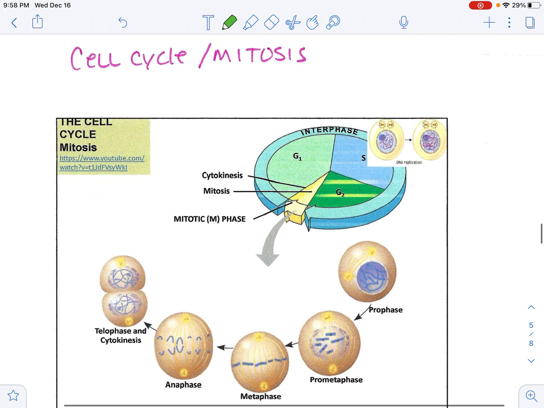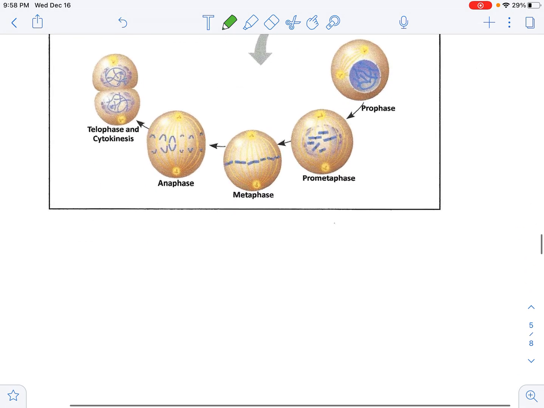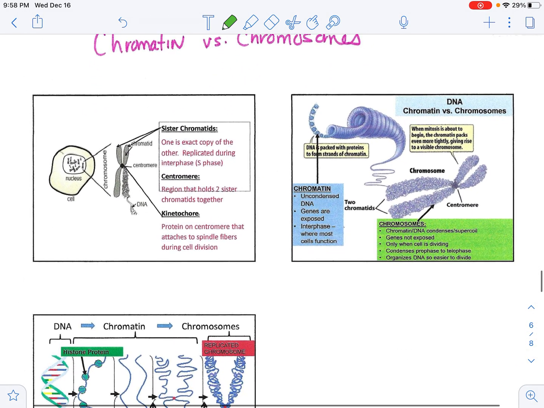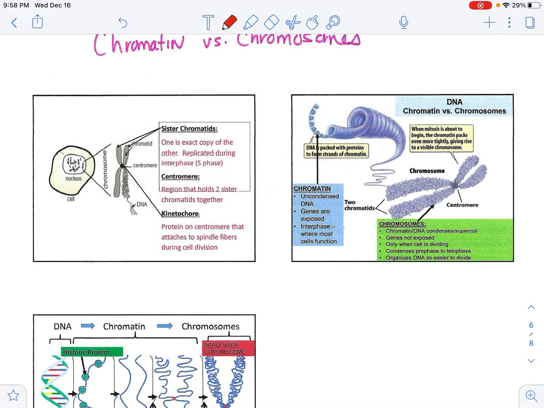So let's look at the cell cycle really quick. Let me check my time. I don't want to talk too long. Okay, so the cell cycle, you guys watched a little bit about this. Actually, I want to skip and let me do chromatin versus chromosomes first. We already talked about this when we did cells, but let's review it.